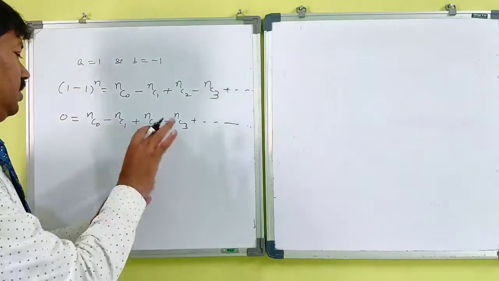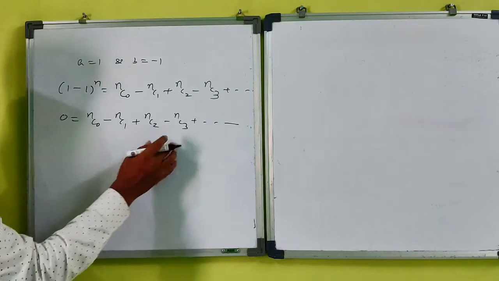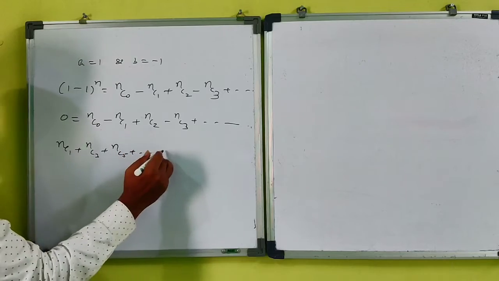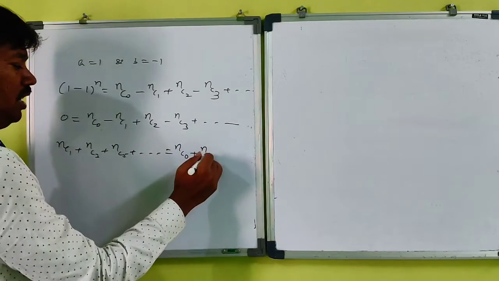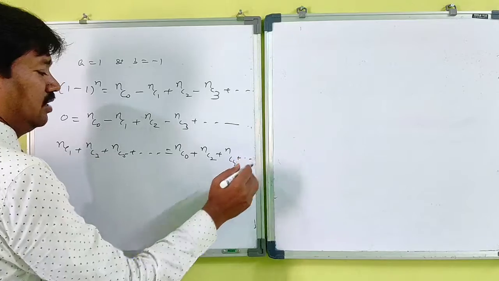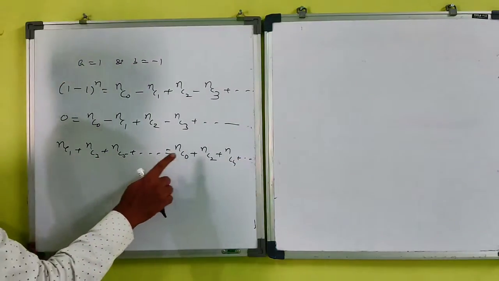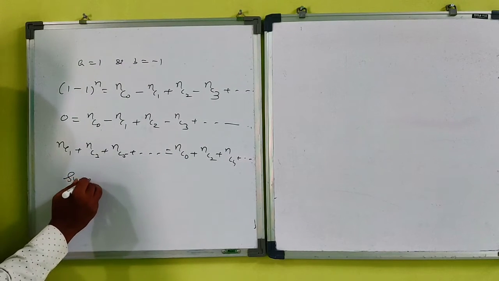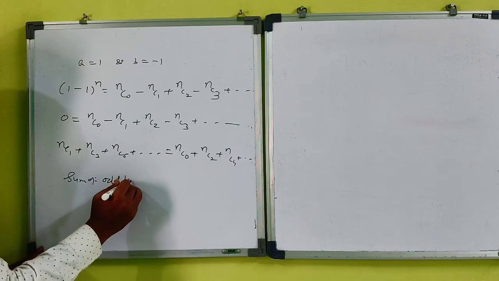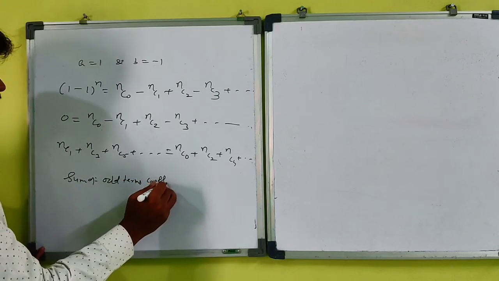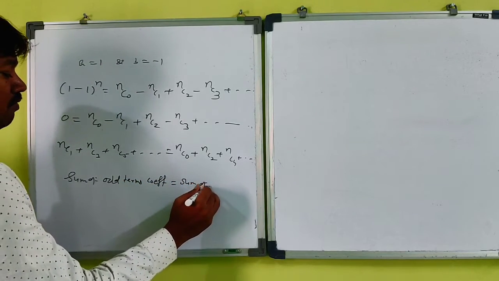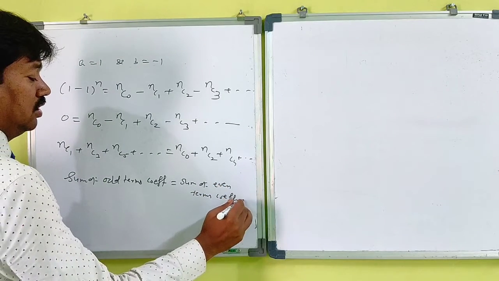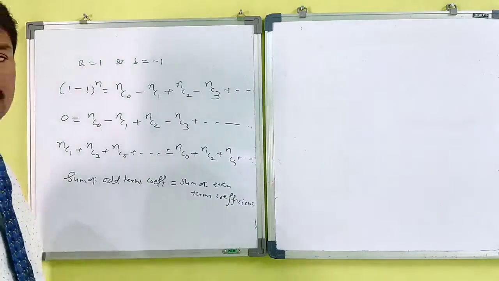So the even terms keep on the right hand side, or you take this side. So nC1 plus nC3 plus nC5 equals nC0, nC2, nC4, like this. So what is that? 1, 3, 5, 0, 2, 4. The sum of all odd terms' coefficients is always equal to the sum of even terms' coefficients. That is always equal.